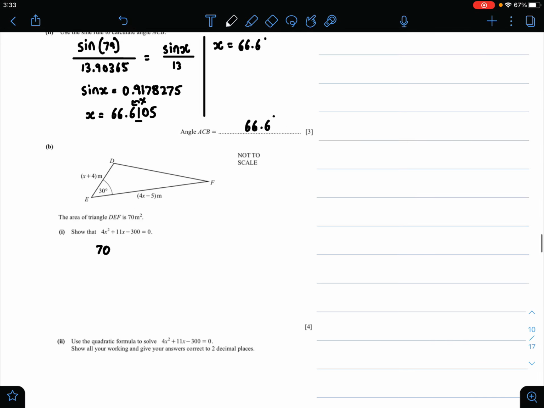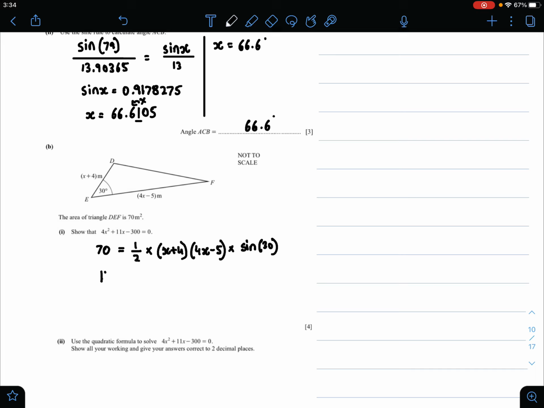So 70 is equal to, the formula for the area of a triangle is half into base into height, but this triangle is not a 90-degree triangle, so we will use the formula half into a into b, the two sides of the triangle that we know, multiplied by sine C, the angle in between both those sides. We know two sides, that is x plus 4 and 4x minus 5, multiplied by sine 30, that is the angle in between both the sides. Now we can take half to the other side, it will become multiplied by 2.